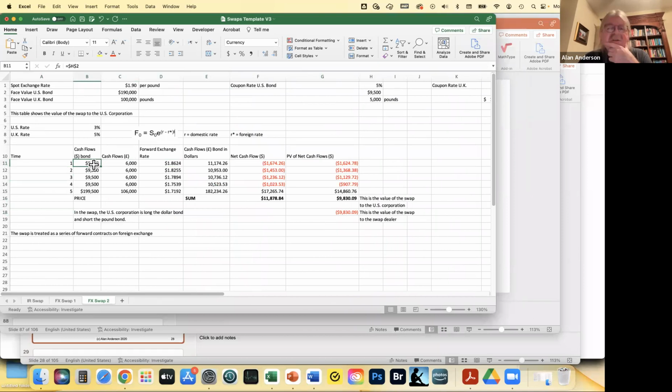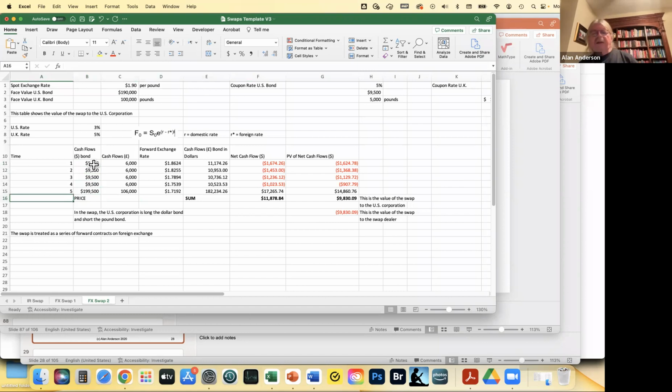So what this demonstrates is that a foreign exchange swap or currency swap can be thought of as an exchange of two bonds or a series of forward contracts written on the foreign currency. Either way, we end up with the same result.